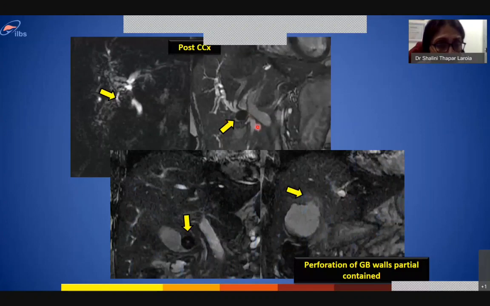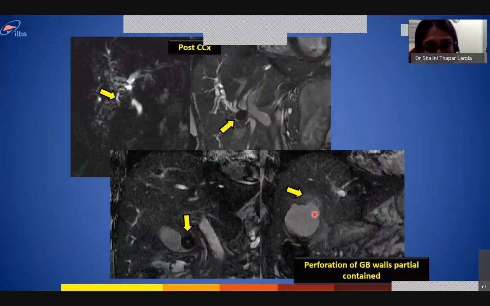Now this calculus has not just obstructed it, it is causing dilatation of the intrahepatic ducts. Similarly, in a gallbladder with a neck calculus which is impinging onto the common hepatic duct and subsequently causing intrahepatic duct dilatation, you know you're dealing with Mirizzi syndrome. And what happens if this is prolonged?